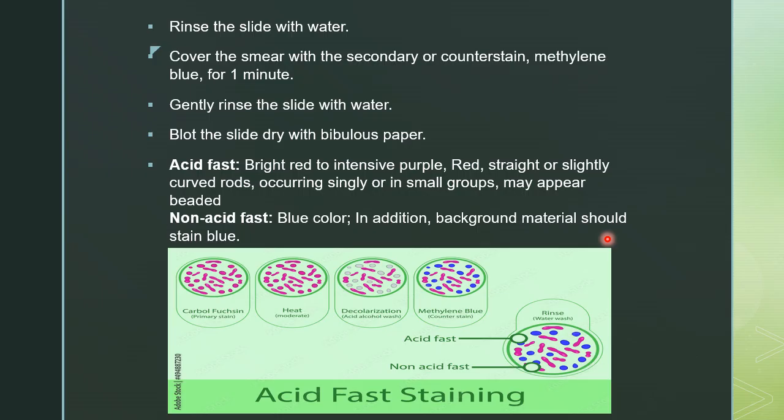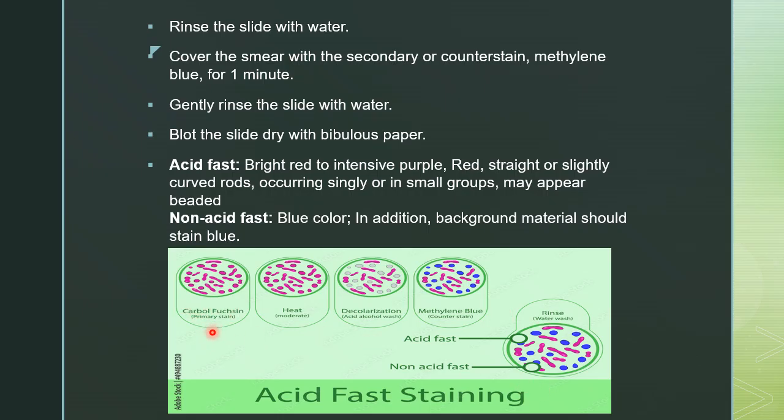Okay, see, if it is acid fast, it is bright red to intense purple in color. Red color it will appear. If it is non-acid fast, it will appear blue in color. So you can identify based on the color over here. See. So these are the steps over here which are given.